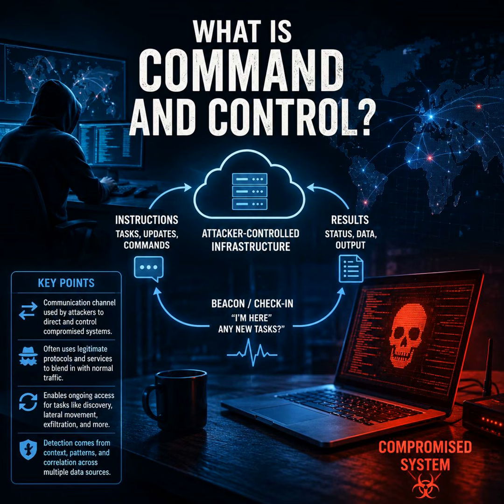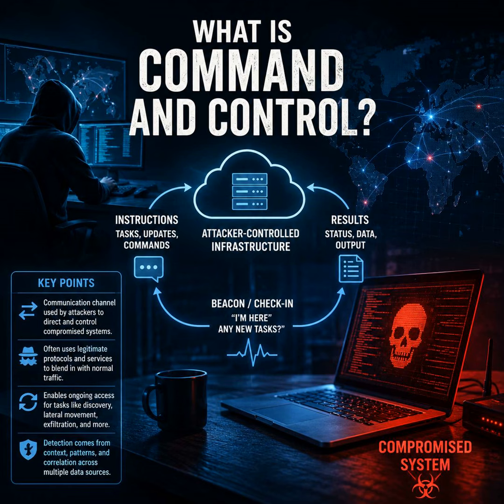A command and control arrangement usually includes three functional parts. First, there is the compromised system, sometimes called an implant or agent, that can send and receive communications. Second, there is some form of external controller or relay that accepts check-ins and provides instructions. Third, there is a communication method that defines how messages travel and how the two sides recognize one another.